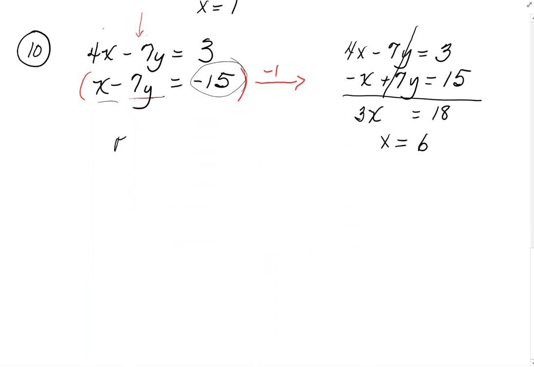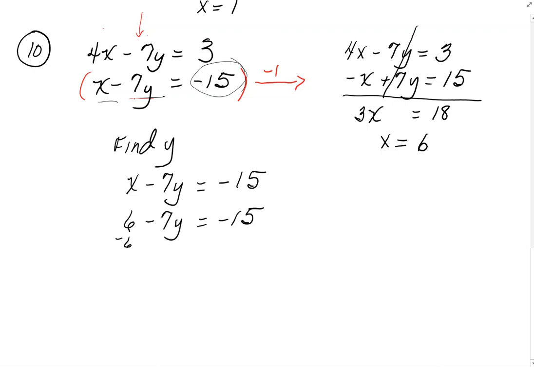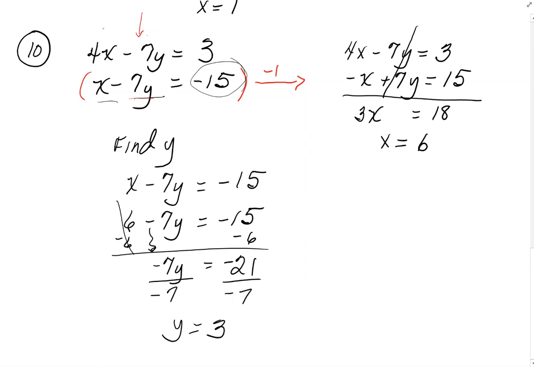I need to find y. Doesn't matter. I think I'll pick the second equation. x minus 7y is equal to negative 15. So 6 minus 7y is equal to negative 15. I'm going to subtract 6 from both sides. I have negative 7y, watch out, don't lose your sign, is equal to negative 21. Divide by negative 7, and y is 3. My ordered pair is 6, 3.